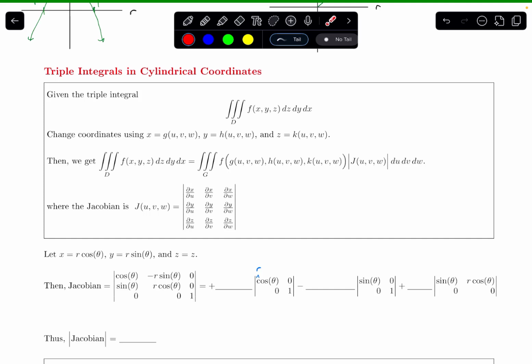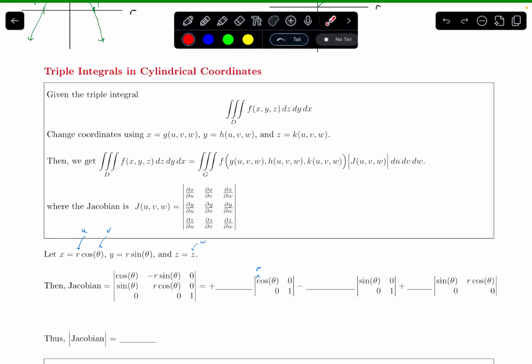And the Jacobian is very similar to what we saw before with double integrals, except now, because there are three variables, I'll have a 3 by 3 matrix, where on the first row, we'll take all the partials of x with respect to u, v, and w, and then the partials of y, and then the partials of z. Okay, so let's take a look at what this would become for cylindrical coordinates. In cylindrical, remember x is r cosine theta, y is r sine theta, and z is just z. So r is taking the role of u, theta is taking the role of v, and z is taking the role of w in this formula.